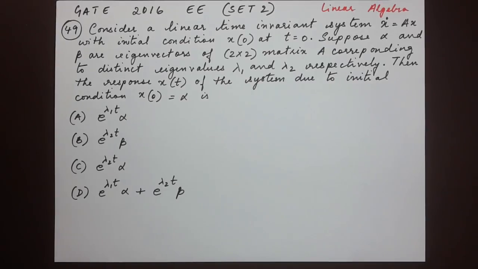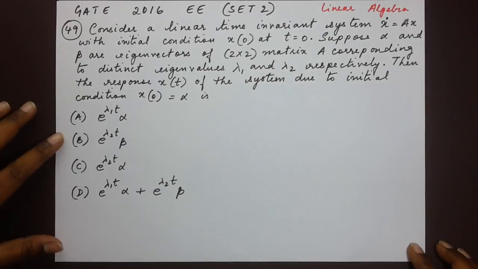Here's the next question, number 49. Consider a linear time invariant system x dot is equal to Ax with initial condition x of 0 at t is equal to 0. Suppose alpha and beta are eigenvectors of a 2 by 2 matrix A corresponding to distinct eigenvalues lambda 1 and lambda 2 respectively. Then the response x of t of the system due to initial condition x of 0 is equal to alpha is, okay, so we have our 4 options A, B, C, D.